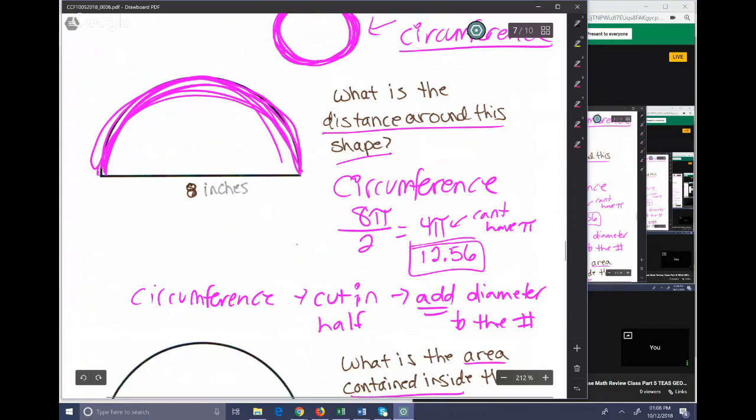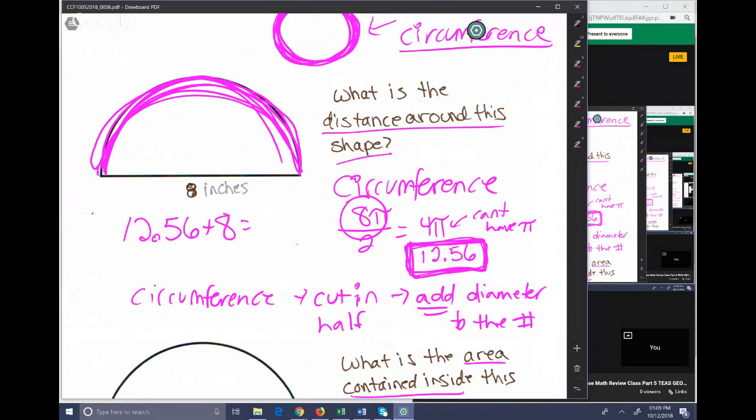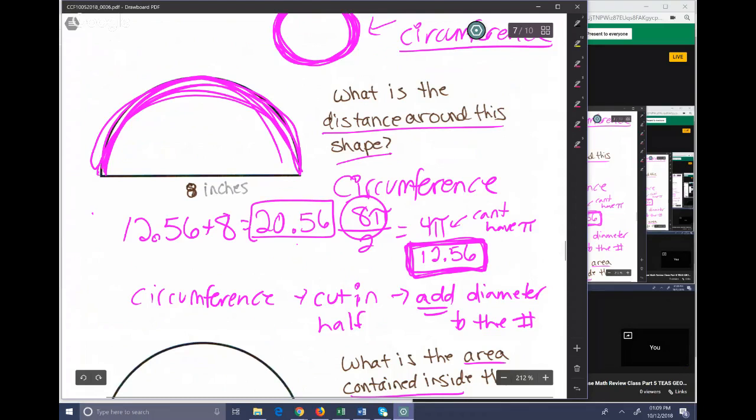We take that out of pi terms so that we can add a normal number to it. So we got 12.56, and we're going to add 8 because if we're trying to get the distance from here around and across back to here, we need to add the regular length in there because it's not in there. I know that we used 8 to find the circumference, but that did not mean that the 8 wound up actually in our answer. So we're going to take our 12.56 and add 8, and we're going to get 20.56.